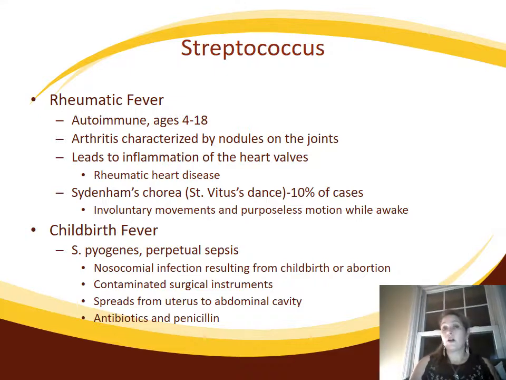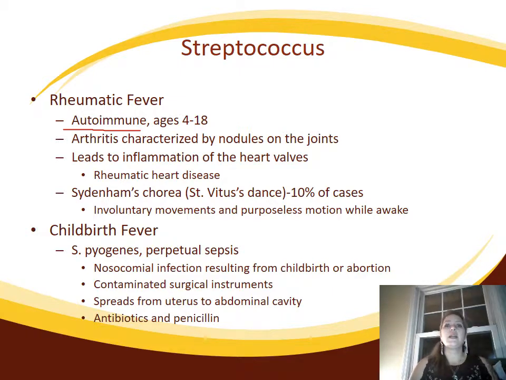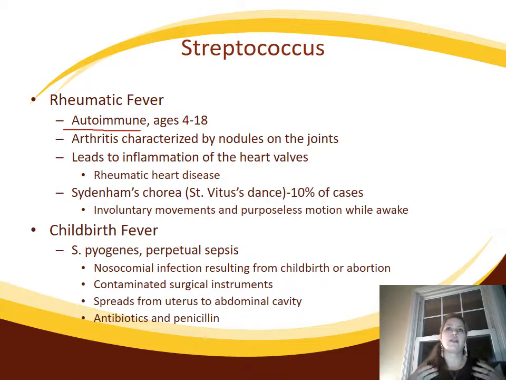Several types of fever are also associated with Streptococcus. You've got rheumatic fever, which is an autoimmune condition. It generally affects individuals from age 4 to 18. It is a type of arthritis where you form nodules within the joints, and that arthritis is caused by those nodules. Sometimes when it gets further on, it leads to inflammation of the heart valves, which is then referred to as rheumatic heart disease.